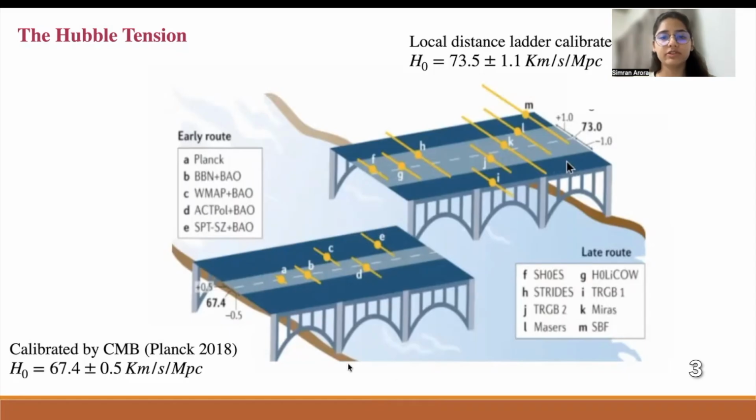There is a gap between these two values. This particular gap we call a tension, which we call the Hubble tension. So what we do is we try to frame some models and we try to explain, with certain theoretical or observational analysis, how we can reduce this particular Hubble tension.